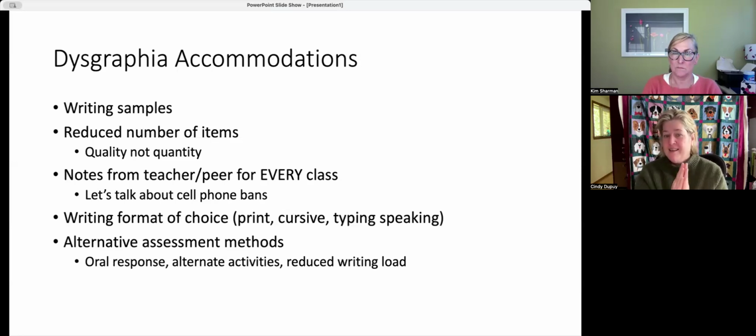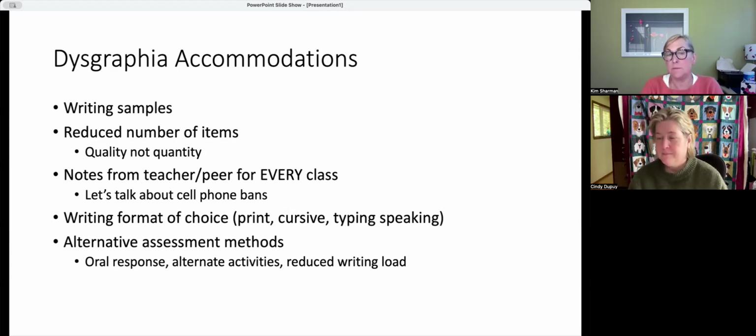All right, let's talk about writing format, which is an alternative way for us to say scribe or not. You can print, you can write in cursive, you can keyboard, you can speak. Those are all ways to get your ideas from here down onto the page, and you as a teacher cannot require one way over another.